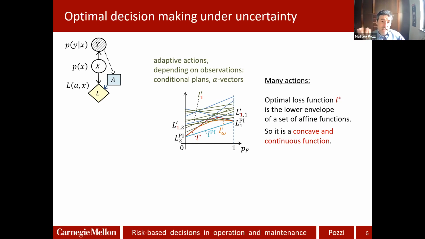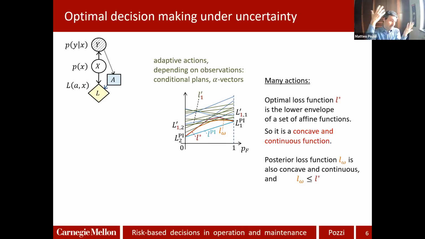And because these create, again, additional conditional plans, you're able to define another lower envelope of these new functions, and you can call this the posterior optimal function, that will be as well concave and continuous. And moreover, because you have more flexibility, listening to the sensor, this posterior loss will always be less than or not higher than the prior one.